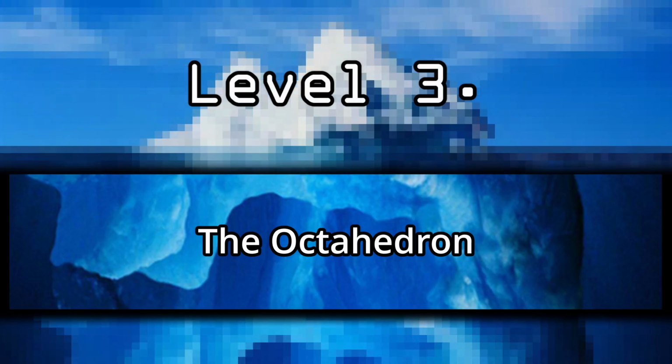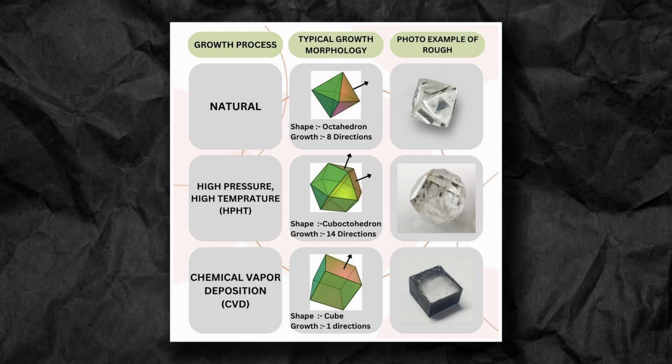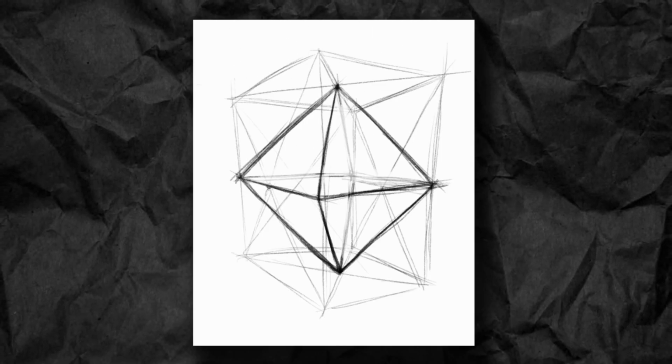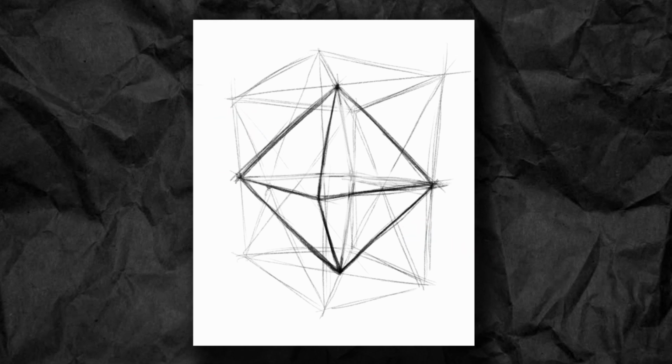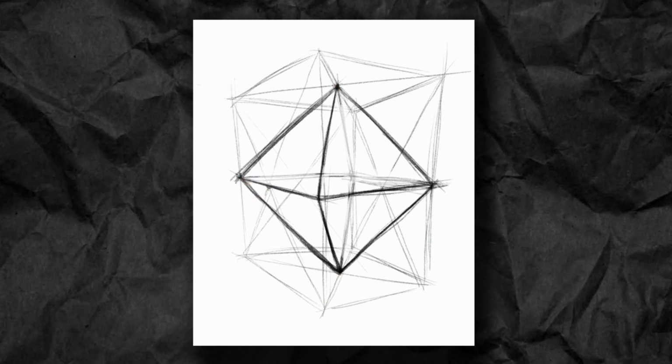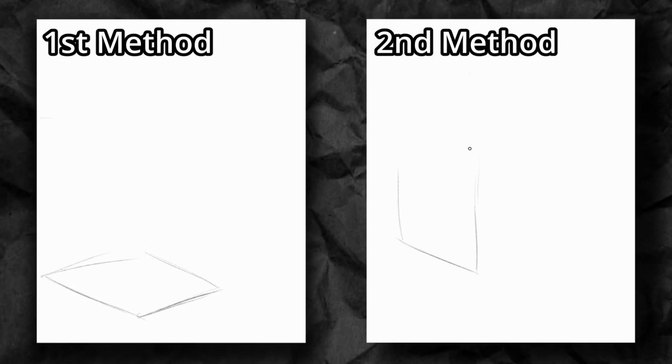Next, we have the octahedron. This is actually the shape in which natural diamonds are formed. Octahedrons are made out of two square pyramids that share the same base but are oriented in opposite directions. There are two ways of drawing this shape.